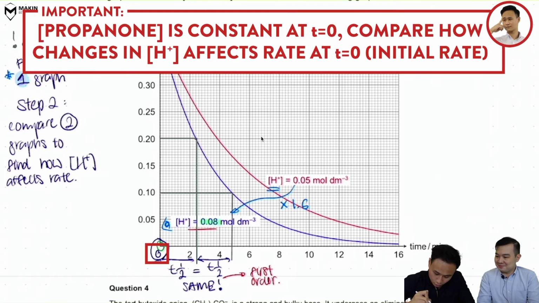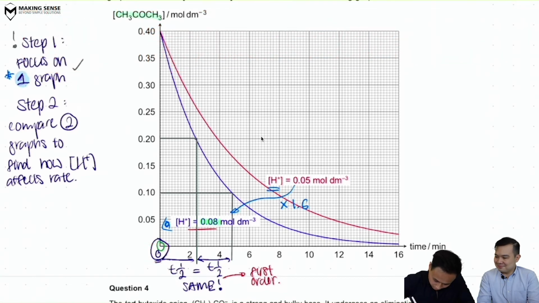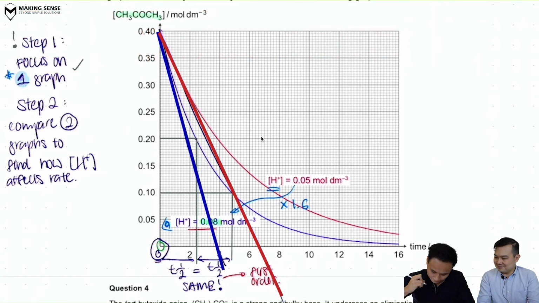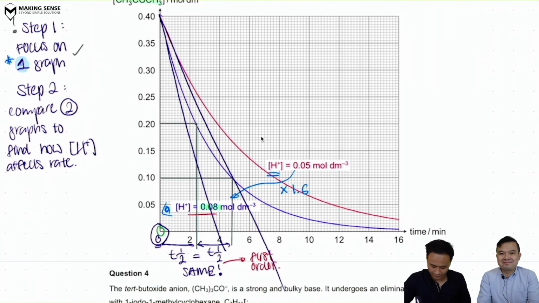So I'm going to draw two gradients here, both at t equals to 0, for the blue graph and for the red graph. And please take note, try to make sure your tangents cut the x-axis so that when you find the gradient, it's easier for you. You can just read off easily. Now, when you find these gradients, you tell yourself, as the concentration of H plus multiplies by 1.6, how did the gradients of your tangent change? Did it change by a factor of 1.6 power 0, or 1.6 power 1, or 1.6 power 2?